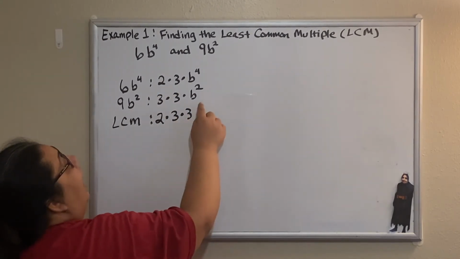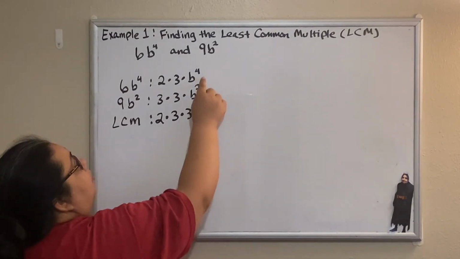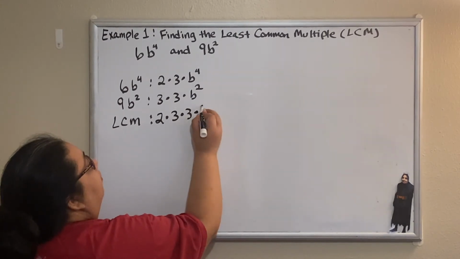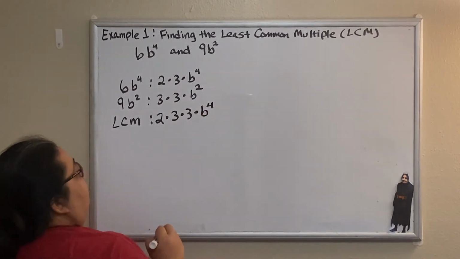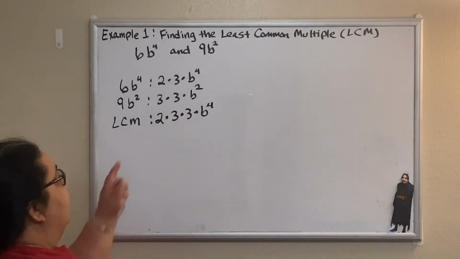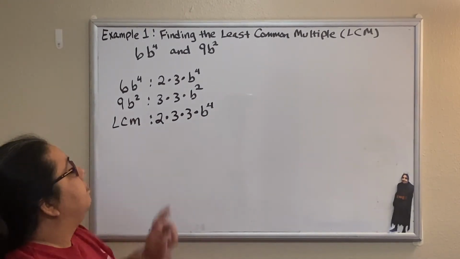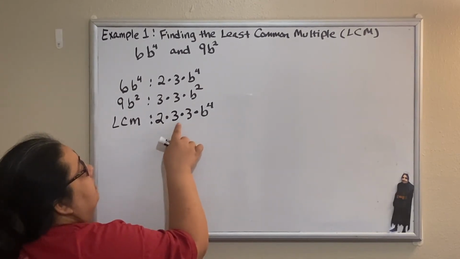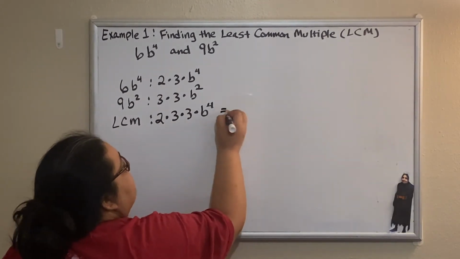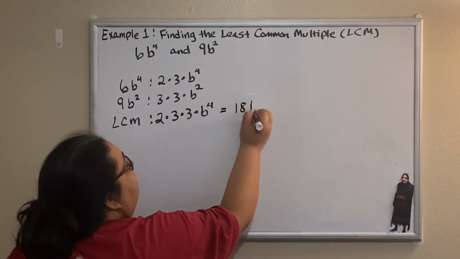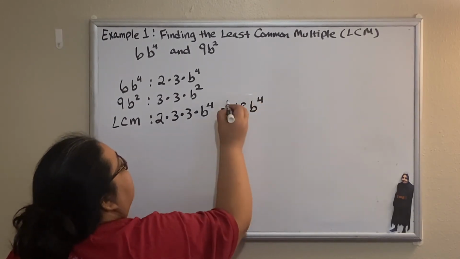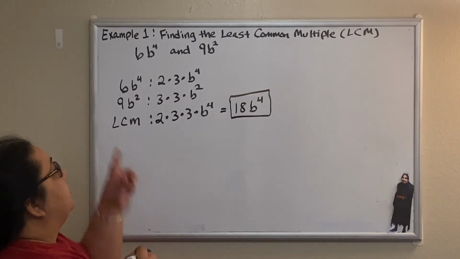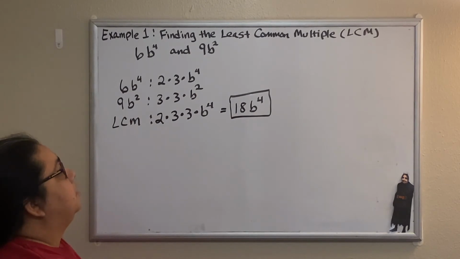And then we write the highest value between b squared and b to the 4th. Well, the highest exponent would be b to the 4th, okay? And then this is our lowest common multiple. We just need to simplify it now. So 2 times 3 is going to be 6, and then 6 times 3 is equal to 18, and then we have b to the 4th. And that is the lowest common multiple between 6b to the 4th and 9b squared.